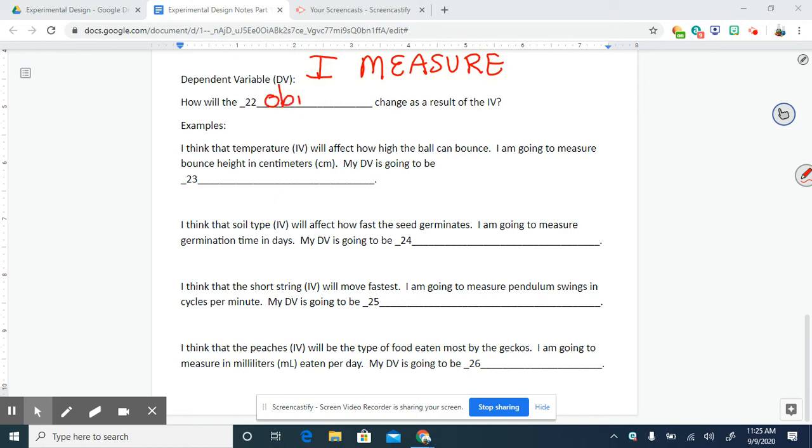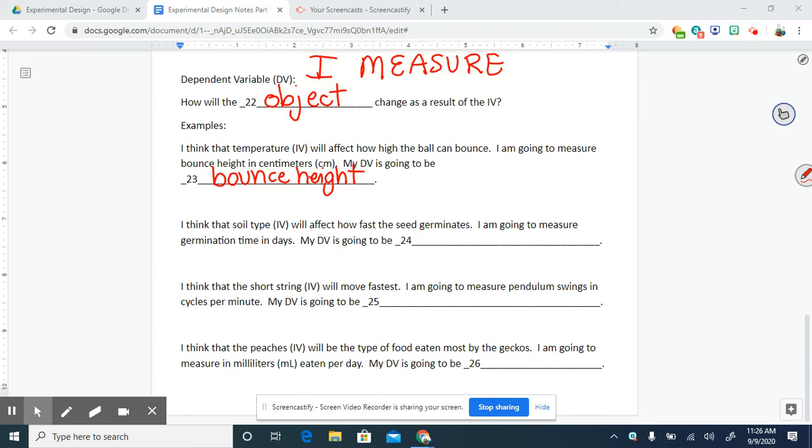So what does the dependent variable tell us? It tells us how the object is going to change as a result of the IV. So for our first example, my student with the bouncy ball thinks that temperature is going to affect how high the ball can bounce, and he's going to measure bounce height in centimeters. So my IV is temperature, my DV is going to be bounce height because that's the thing that I am measuring. All right, again, pause and see if you can come up with an answer to 24, 25, and 26, and then come back to get the right answer.